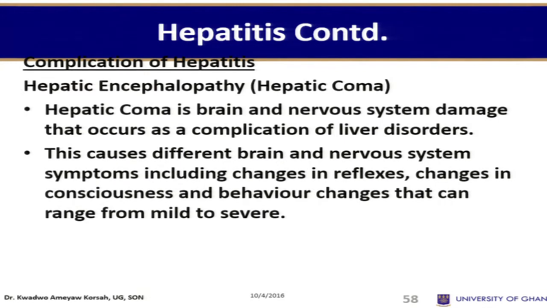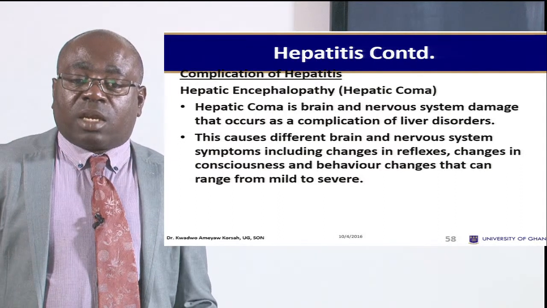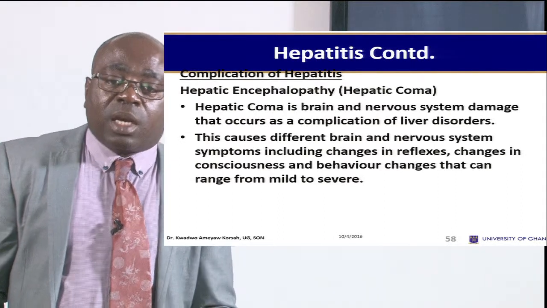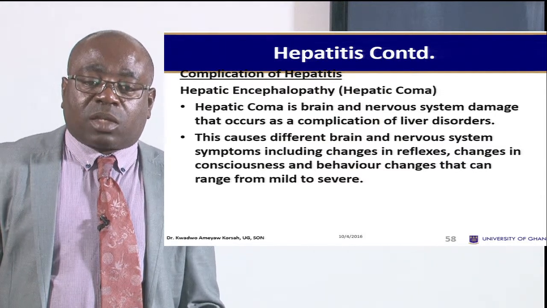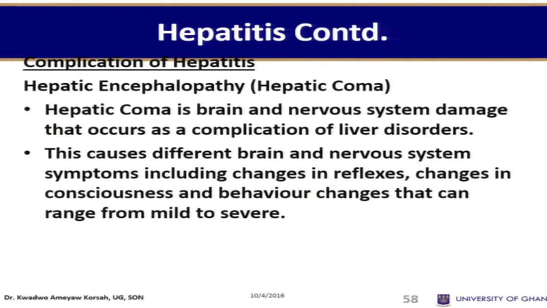Then complications: we have hepatic encephalopathy, which is hepatic coma. In the advanced stage, hepatic coma is brain and nervous system damage that occurs as a complication of liver disorders. This causes different brain and nervous system symptoms, including changes in reflexes, changes in consciousness, and behavior changes that can range from mild to severe.